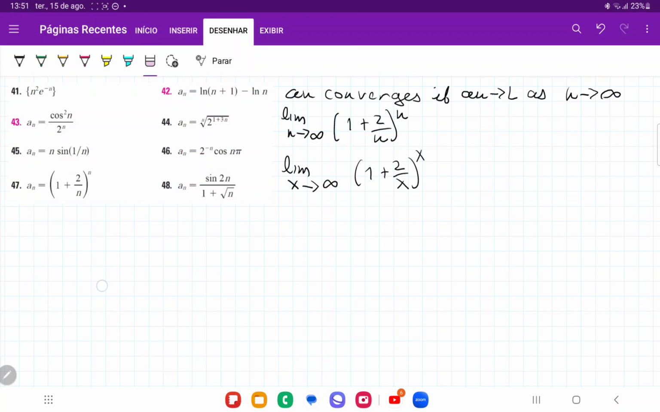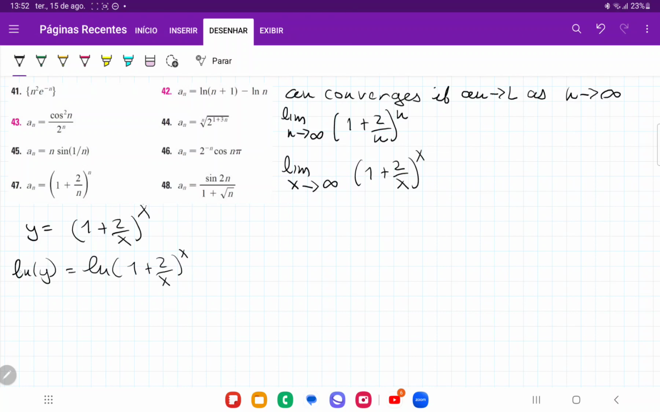So we're going to do this. And so we have here that y is equal to 1 plus 2 divided by x, to the power of x, and the problem here is this x that is in the exponent, right? We don't like that because we're going to raise to infinity. So what we're going to do here is take the ln of both sides. So we have that ln y is equal to ln of 1 plus 2 divided by x, to the power of x.